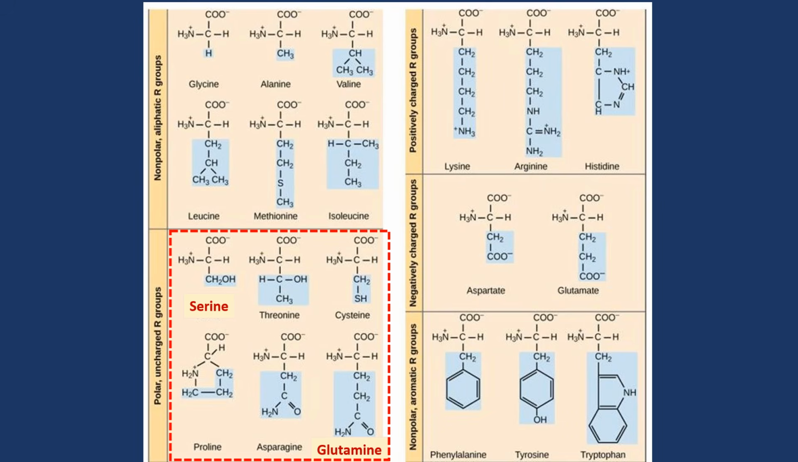Polar and charged R group examples include serine and glutamine. These side chains have slight charges due to atoms like oxygen, making them hydrophilic, or water attracting, though they are not fully charged.